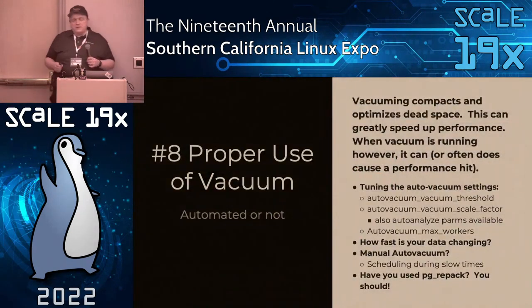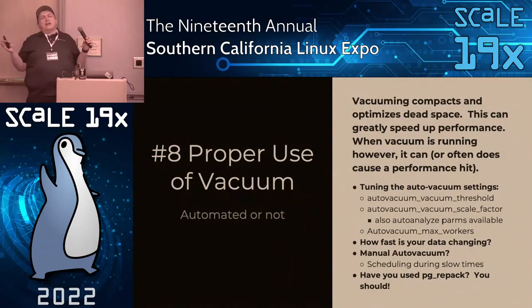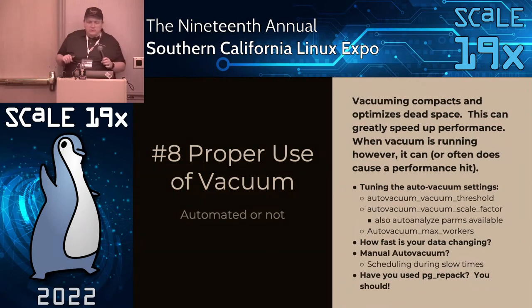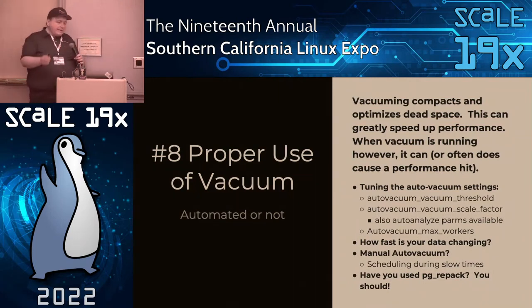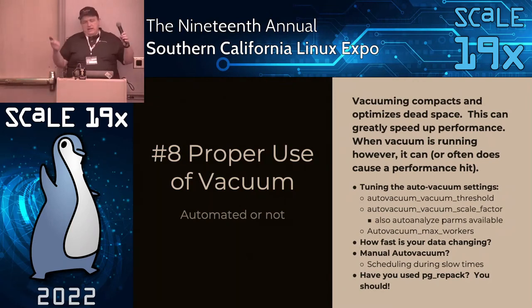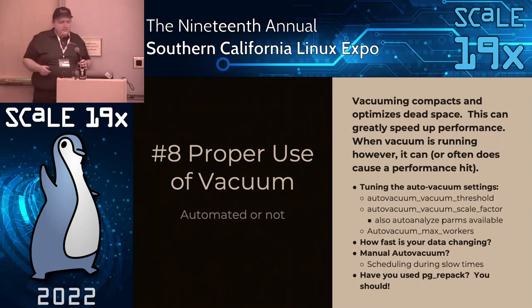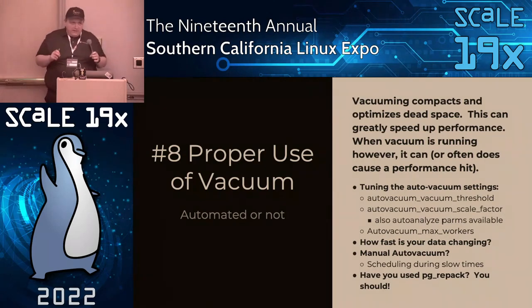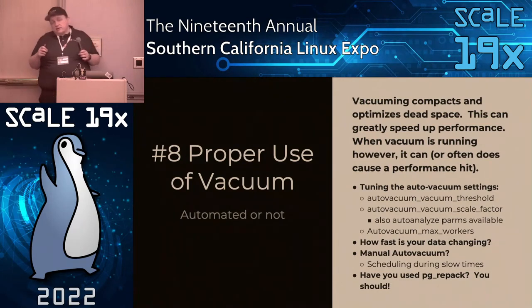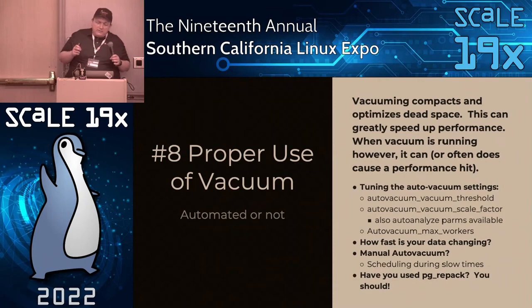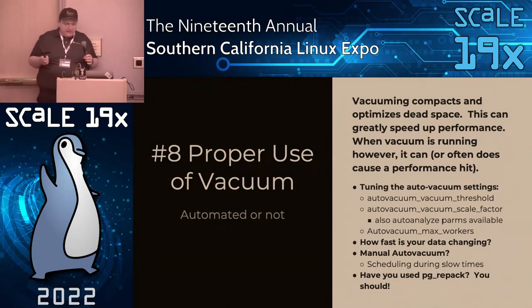But it's all about the proper use of vacuum. Everyone's favorite topic. Now there's tons and tons of information about how you should optimize vacuum. But for those of you who don't know what vacuuming is, it compacts and optimizes the dead space in Postgres. So there are settings that you should be looking at. Autovacuum is on by default. If you turn it off, there could be some bad things that happen, so you want to be careful of that. But you can tune the vacuum threshold and the scale factor to try and optimize this process.